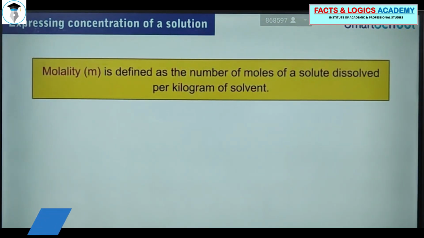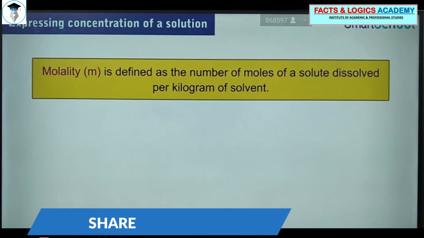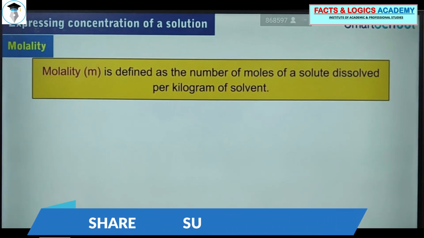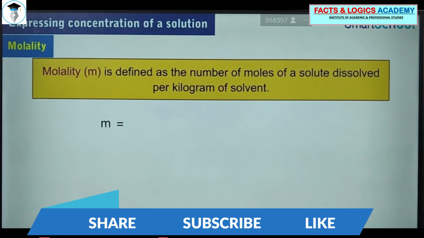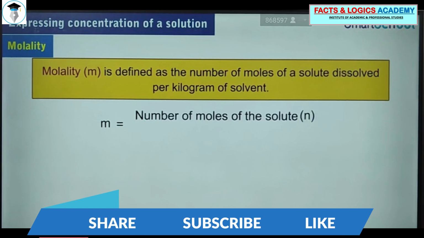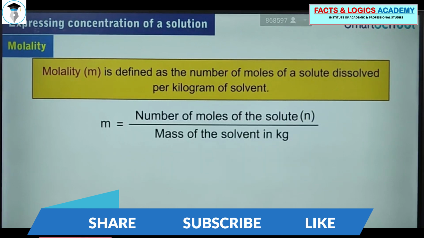Another very important method of expressing the concentration of a solution is molality. It is represented by small m. Molality is defined as the number of moles of a solute dissolved per kilogram of solvent. Mathematically, it is represented as m is equal to n, the number of moles of the solute divided by the mass of the solvent in kg.